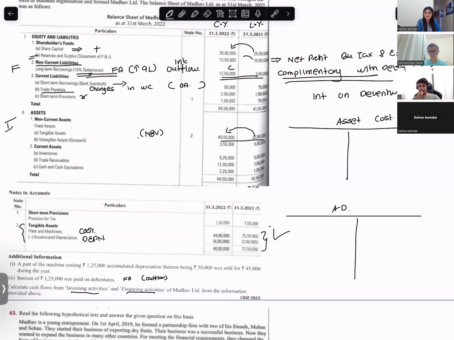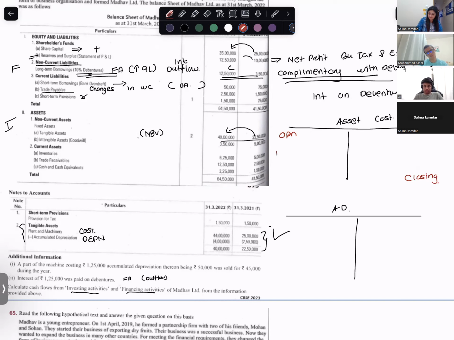Yes, ma'am. Now, do you know the format of asset account? Opening balance, which side? Debit. Closing, credit. Purchase, debit. And sales? Credit. Very good.